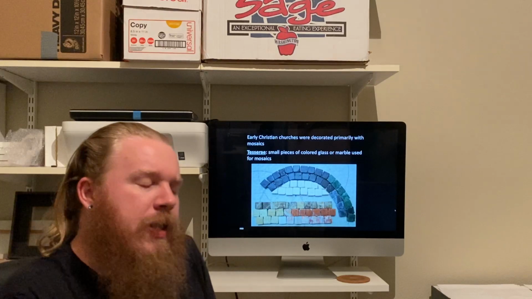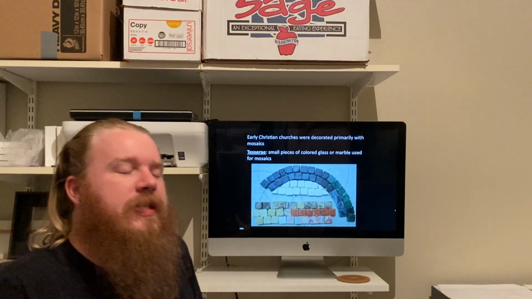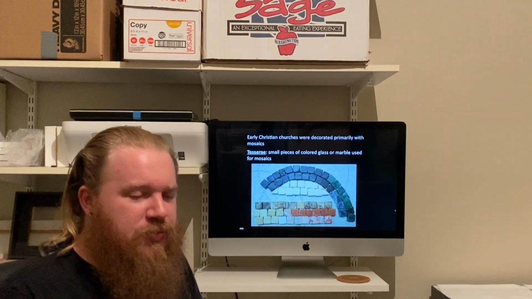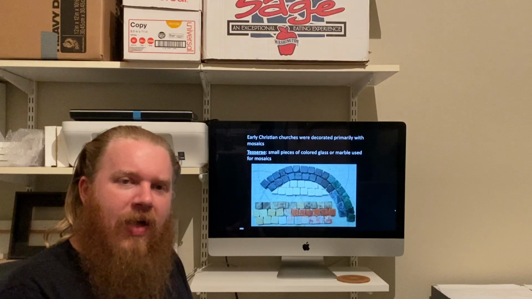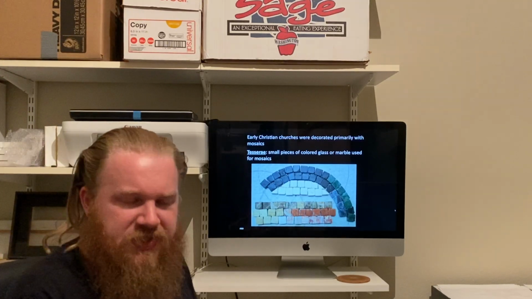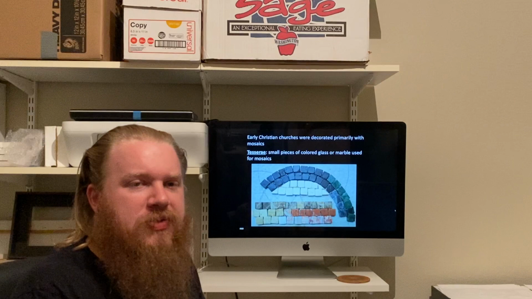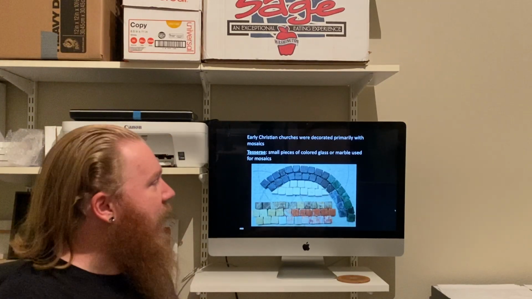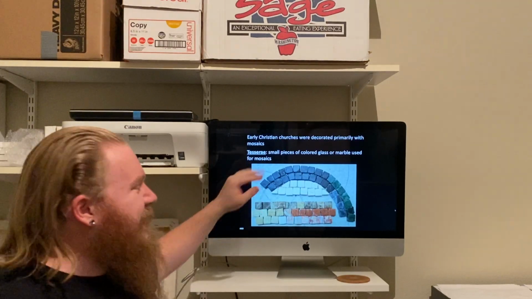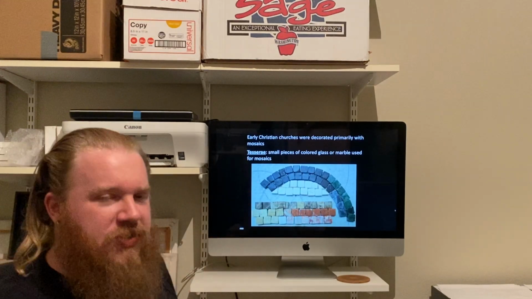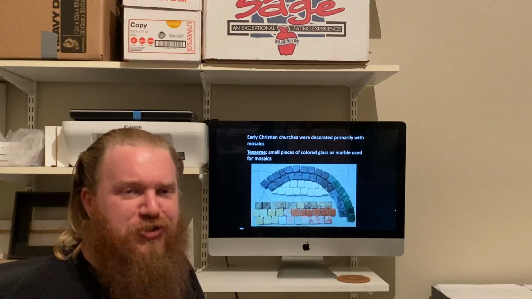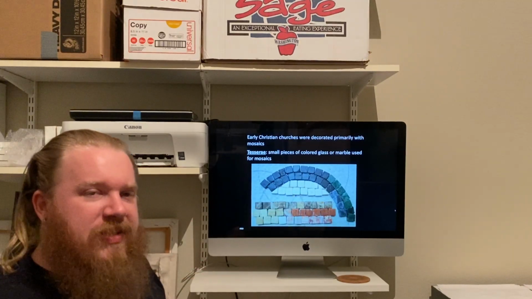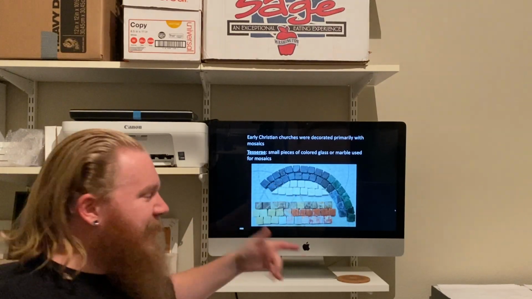But another aspect of early Christian church art is that it's decorated primarily by mosaics. So as opposed to, say, painting or stained glass, a lot of the earliest Byzantine representations within church architecture and other places are going to be made through mosaic work. And mosaics are made up of what are known as tesserae. These are small pieces of colored glass or marble or precious stone that are used to create mosaics. So here we can see a variety of different kinds of tesserae. They're like little small tiles, if you will.